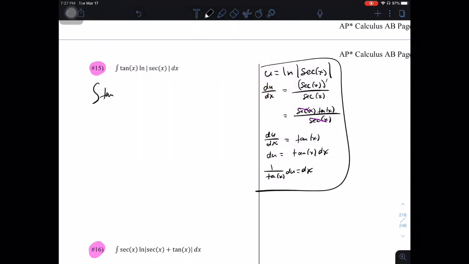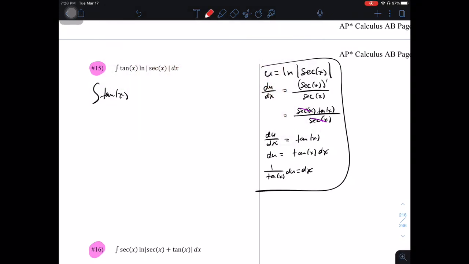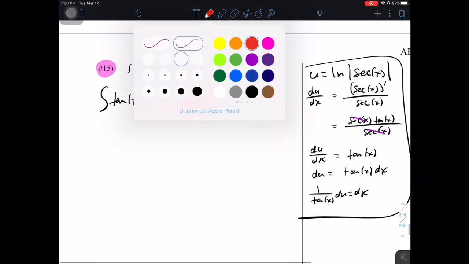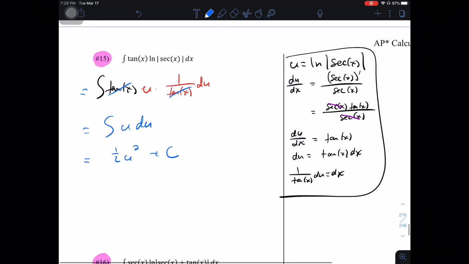Substituting, going to replace natural log of the absolute value of secant of x with u. Going to replace dx with 1 over tangent of x du. Conveniently, the tangents cancel, and we're left with integrating u with respect to u. Integrating u with respect to u is pretty simple. Add 1 to the exponent, multiply by the reciprocal, add your arbitrary constant. u isn't actually u. u is natural log of the absolute value of secant of x.